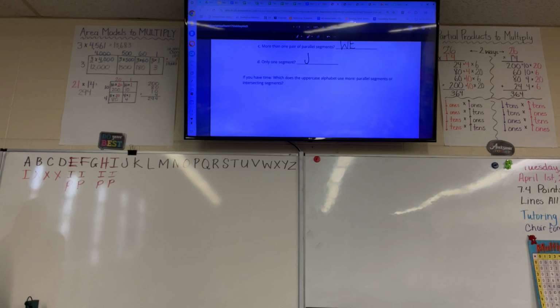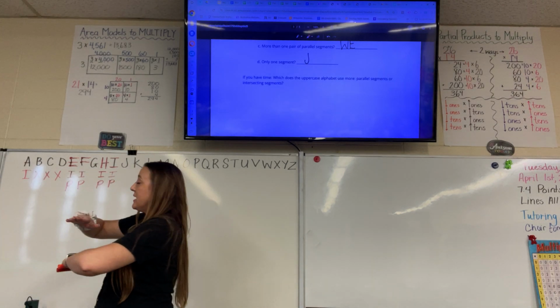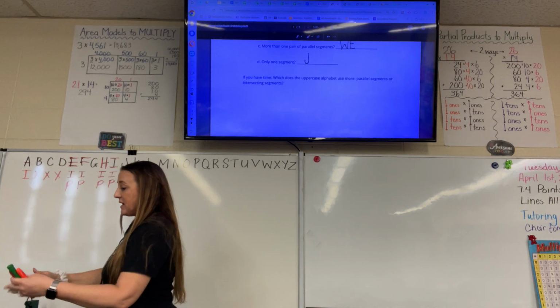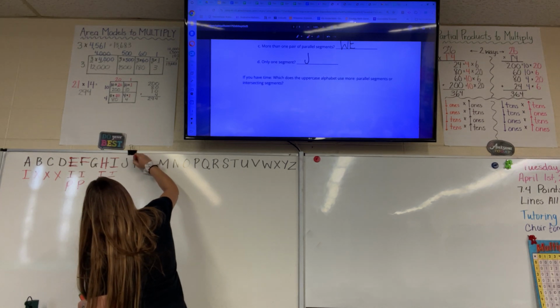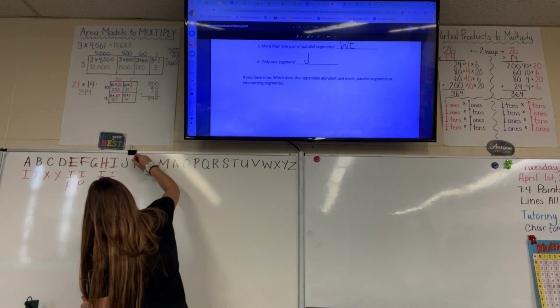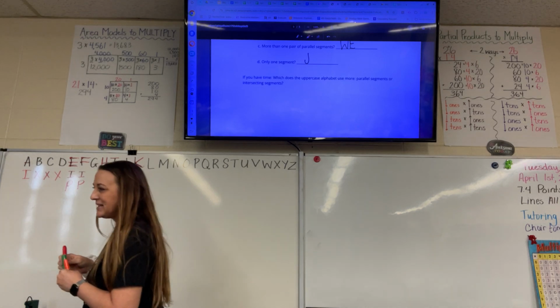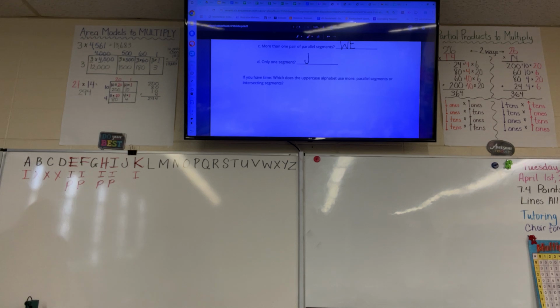Okay, what about K? Olivia. So it doesn't have any parallel lines. So there's no lines that are like the H that would run side by side forever. But this line segment and this one intersect and this one intersect. So this one's just gonna be intersecting. Does that make sense? Okay. What about L, Macy?